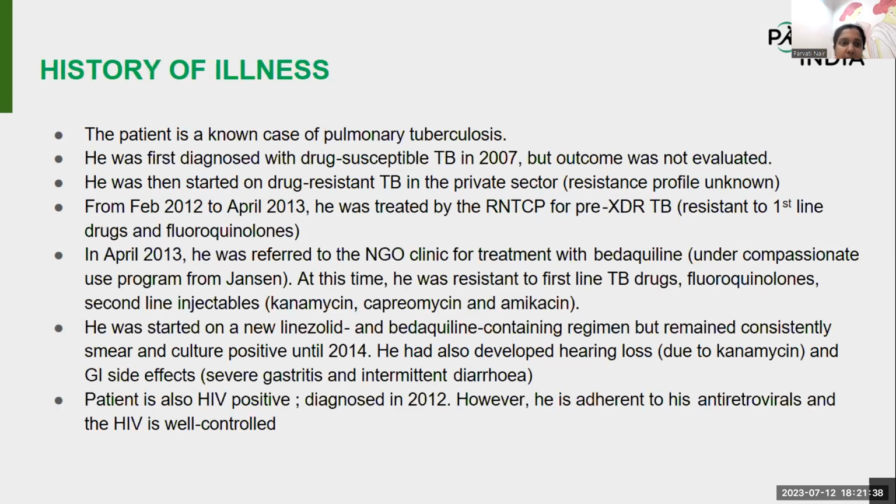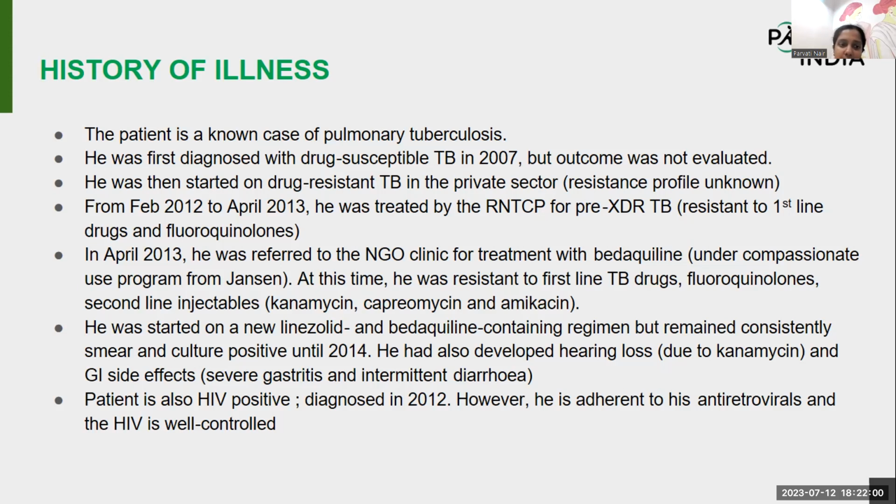Next slide, please. So the history of illness. The patient is a known case of pulmonary tuberculosis. He was first diagnosed with drug-susceptible tuberculosis in 2007, but the outcome was not evaluated. That means that we don't know what the outcome was. He was then started on drug-resistant TB treatment in the private sector. The persistence profile is unknown.